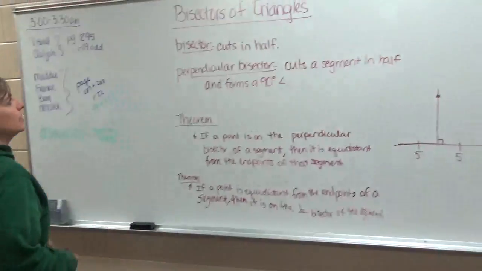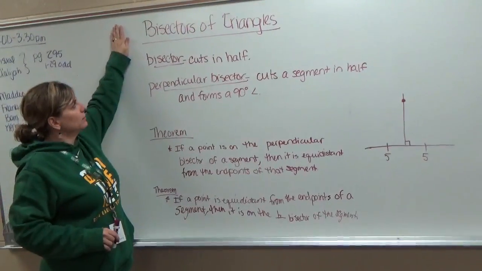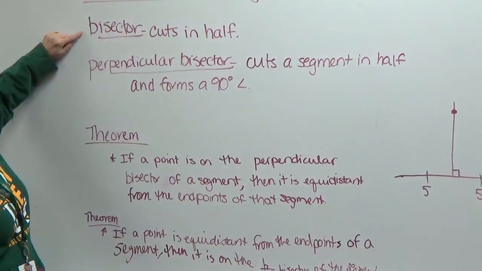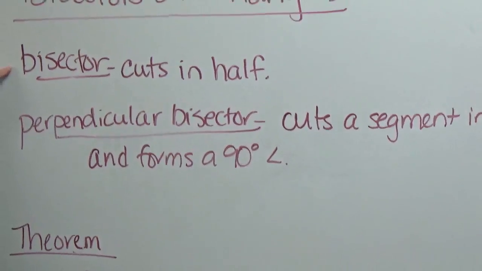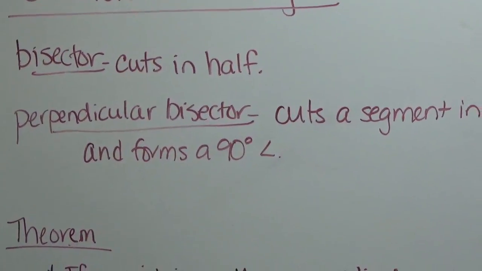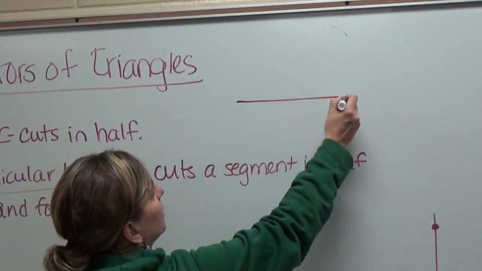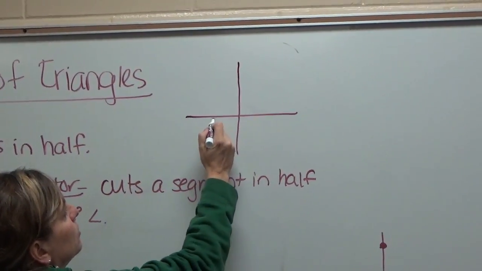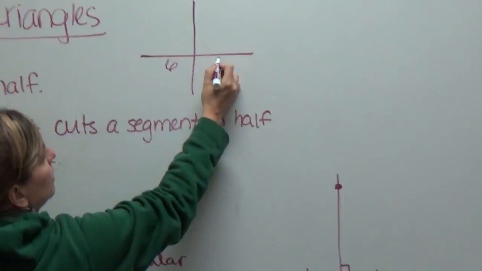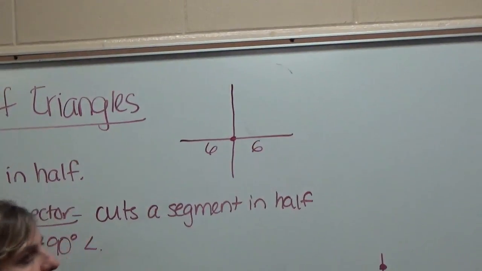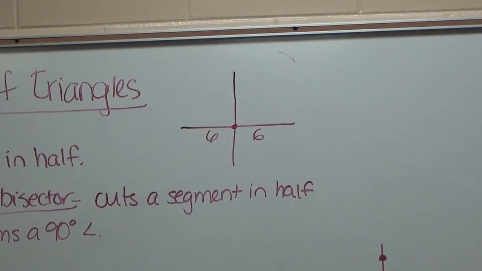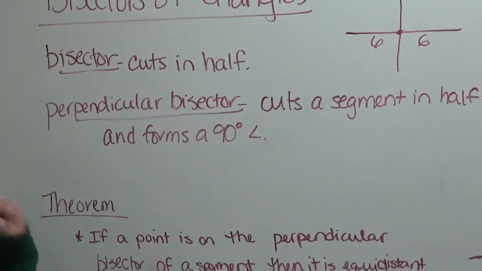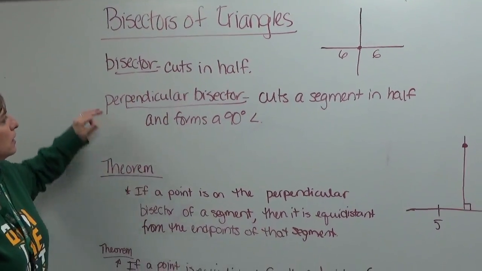Okay, today we're going to talk about bisectors of triangles. So I need you to write these definitions down in your notes. The first one is a bisector. It cuts things in half. So if I have a line right here and I tell you that that's a bisector and I tell you that this is 6, then that means that this is 6 too. It cuts things, bisects, okay? Cuts something in half. Bi means 2, so when you cut something into 2 pieces, it bisects.